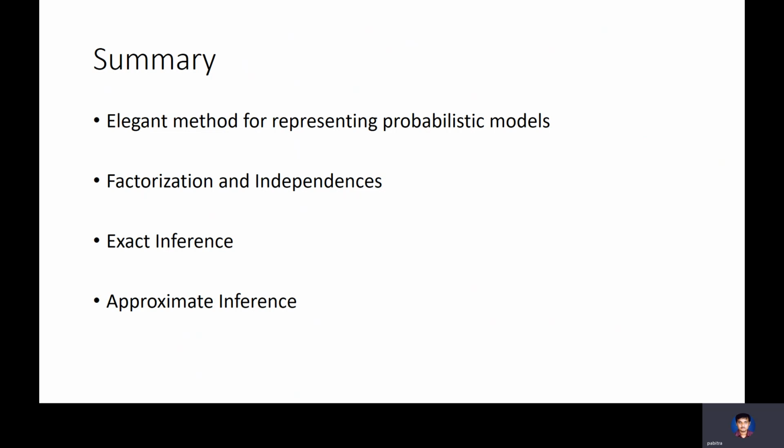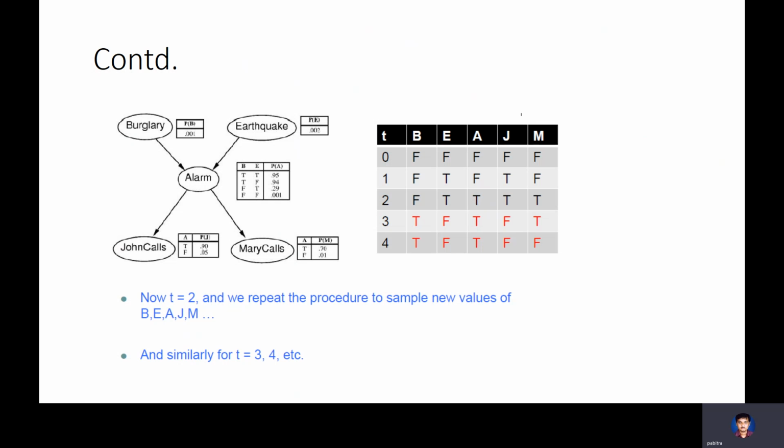Okay, so in summary, Bayesian networks are an elegant method for probabilistic modeling. They have a lot of factorization and independences. You can do exact inference, message passing, or junction tree for singly connected graphs, or you can do approximate inferencing. I have described Gibbs sampling. There are more intelligent techniques. There are variational techniques. There are Metropolis-Hastings methods also. The loopy belief propagation is actually an instance of variational inference.